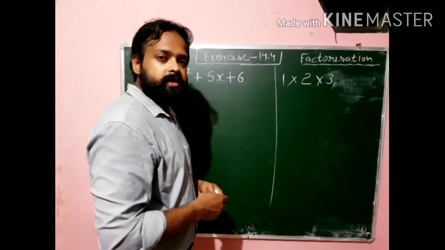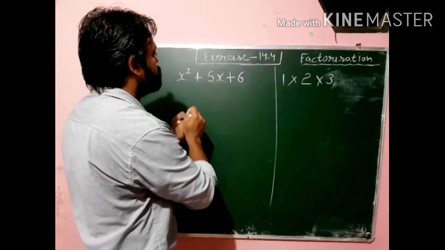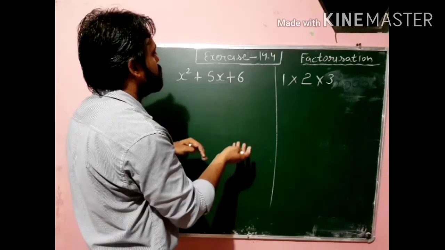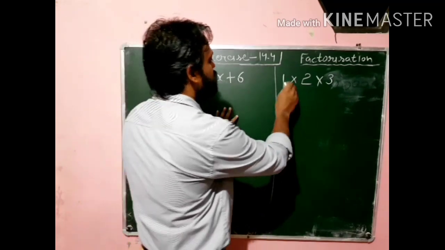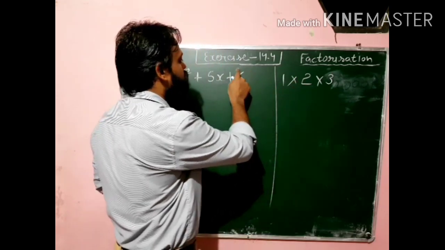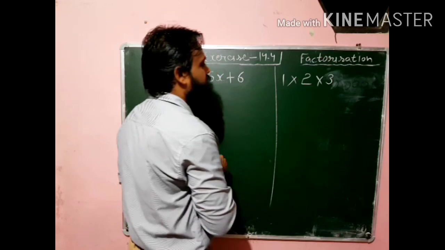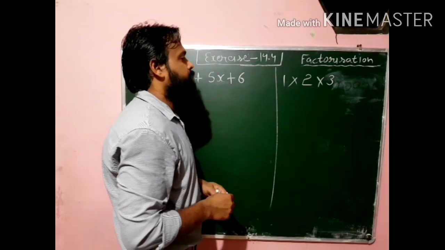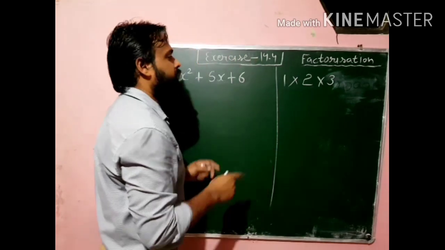So okay, let's solve this sum. I had already explained the condition for how we can split this 5x, the condition that we have to satisfy, and how we can find the two terms. As I already told you, first of all we have to do the factorization of this constant term. I already found the factors. So these factors can help us find those two values.